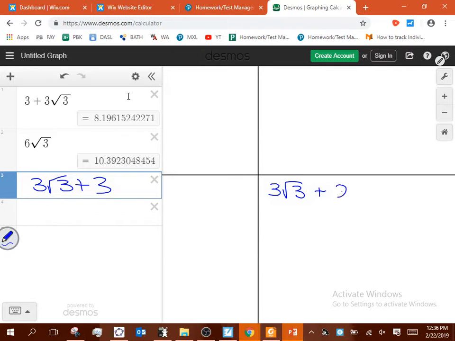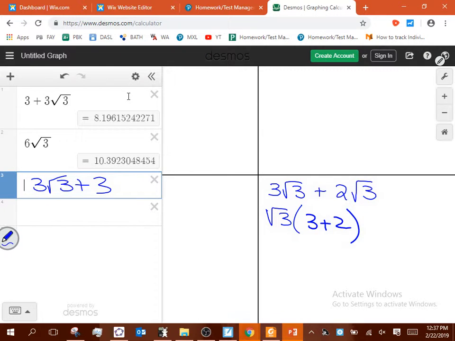plus, let's say, just 2 radical 3, okay, what do those both have in common? A radical 3. So could I factor out a radical 3 and get something that looks like that? Take that bottom expression, radical 3 times that quantity. If you distribute that radical 3 through, do you get back up to what you started with?